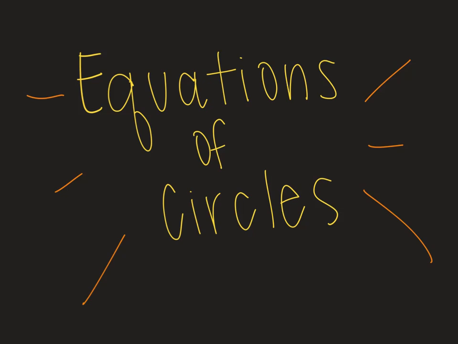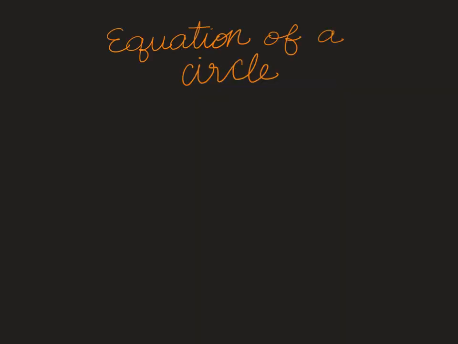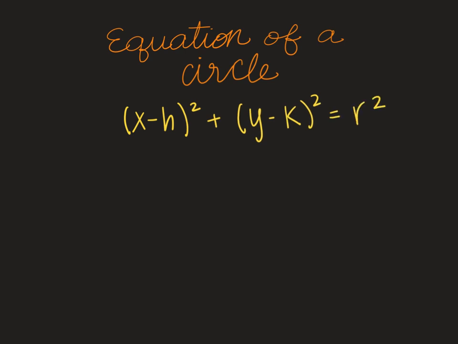This video is over equations of circles. We're going to talk about the equations of circles and then how to graph it from the equation. First off, the equation of a circle looks like this: x minus h squared plus y minus k squared equals r squared. The center of your circle is always dealing with these two coordinates.